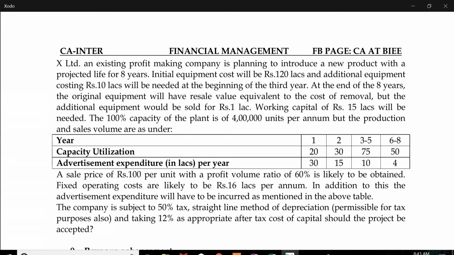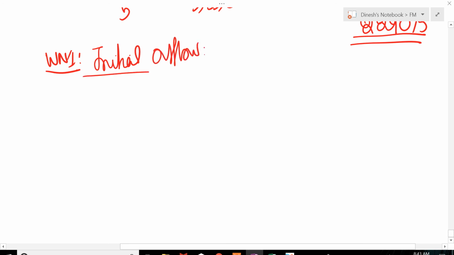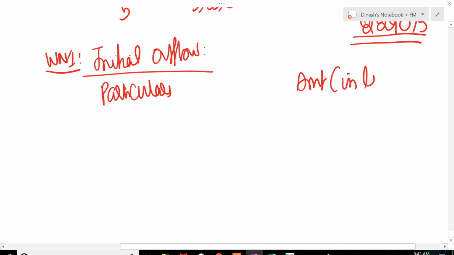Let's start. Working note 1, initial outflow. Particulars, amount in brackets in lakhs. We'll solve the entire problem in lakhs rather than writing so many zeros.